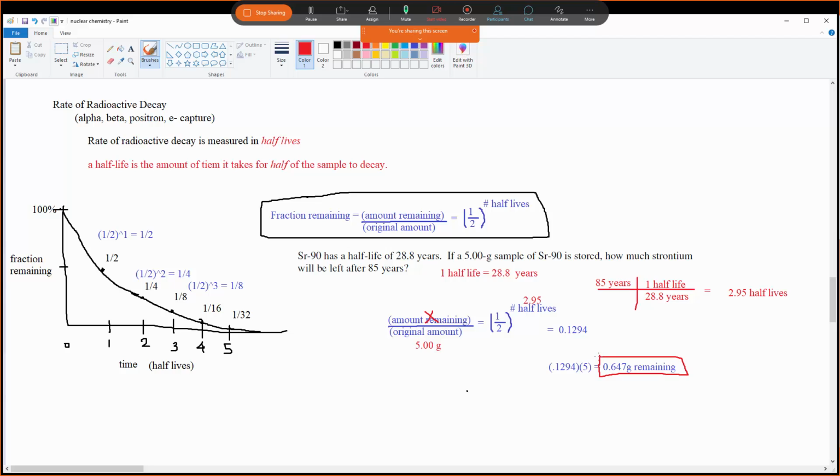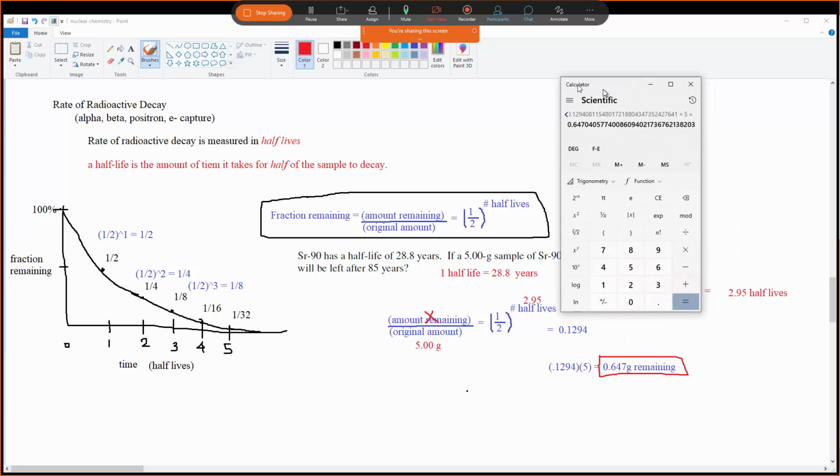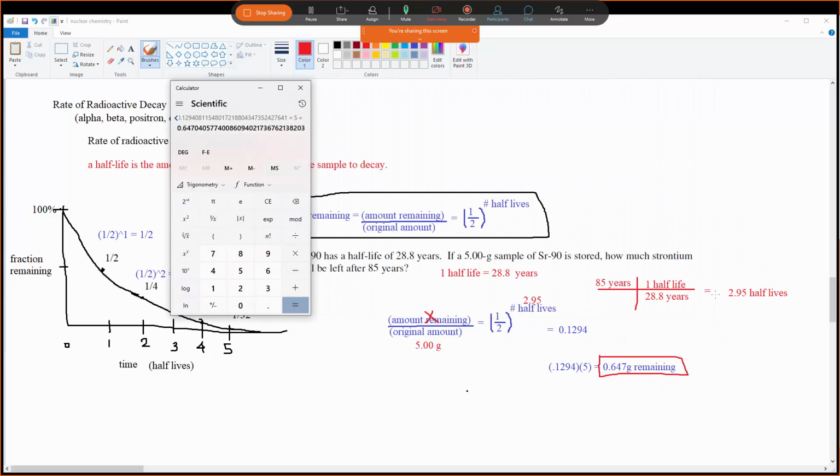Now, the nice thing about this is you can estimate pretty well, okay? And sometimes that can get you to the answer. So you could say 2.95, that's about 3. That's about 3 half-lives, right? That's pretty close. If I start with 5 grams, I divide by 2, so I'll cut it in half once. Cut it in half twice, cut it in half 3 times, then after about 3 half-lives, I should have 0.625 grams. This is a little less than 3 half-lives, so I'll have a little more than 0.65 grams.